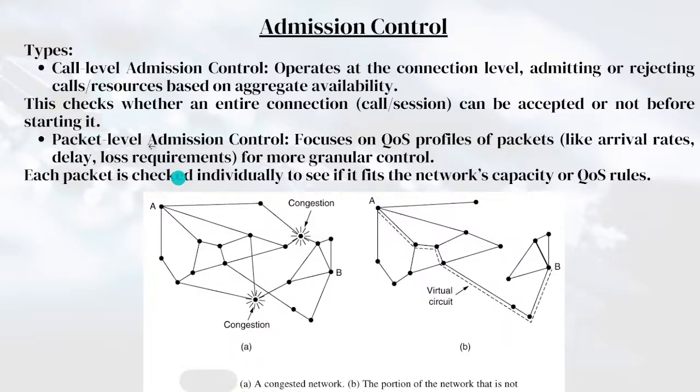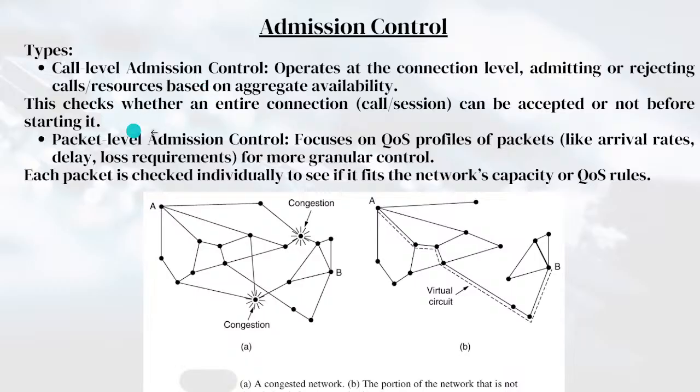So what are the types? We can say call level admission control and packet level admission control. These are the two different types of admission control. Call level operates at the connection level, admitting or rejecting calls based on aggregate resource availability. It checks whether an entire connection can be accepted or not before it starts.